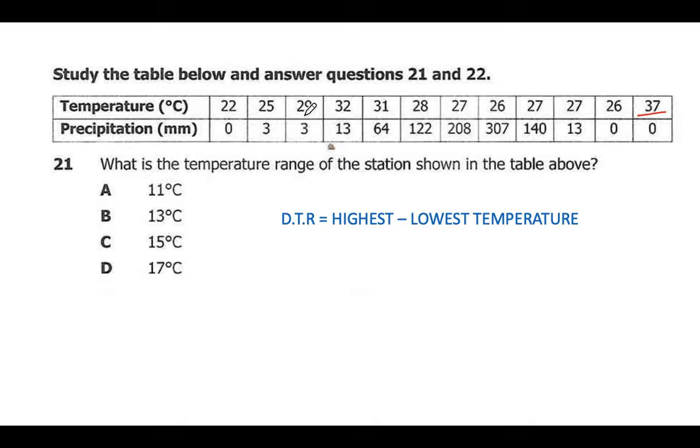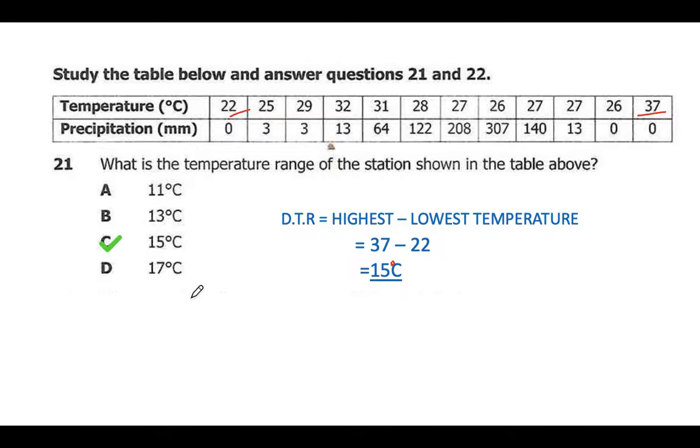If we inspect carefully, 22 appears to be the lowest. So you go on to state 37, which is the highest, minus 22, which is the lowest. And then from there, what you get is 15 degrees Celsius. So our answer there is C, 15 degrees Celsius.